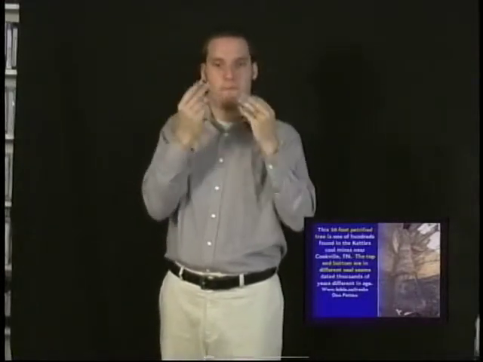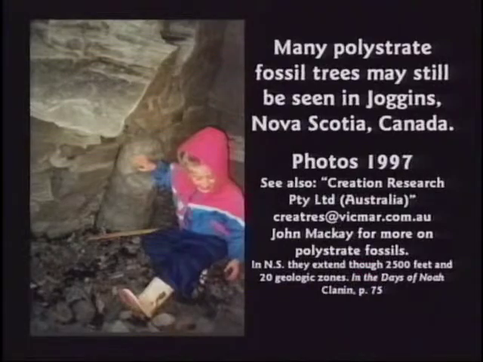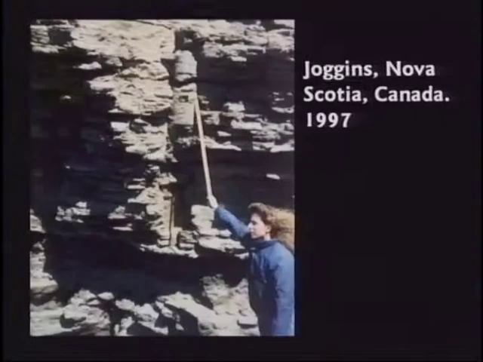Here's some from Cookeville, Tennessee. Petrified trees standing up, running through multiple layers. Joggins, Nova Scotia is famous for its petrified trees in the vertical position.